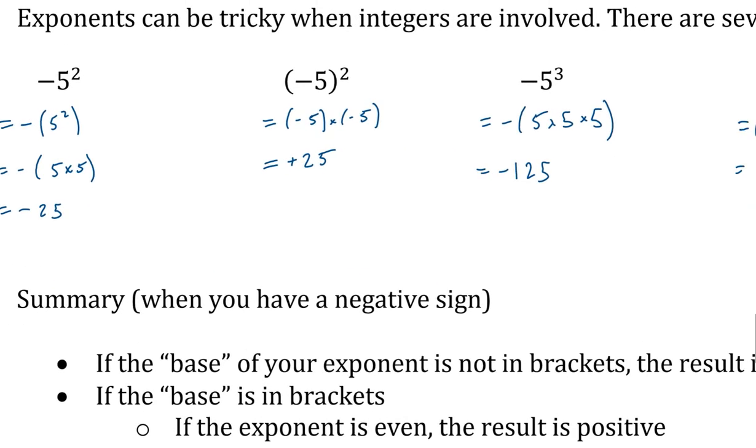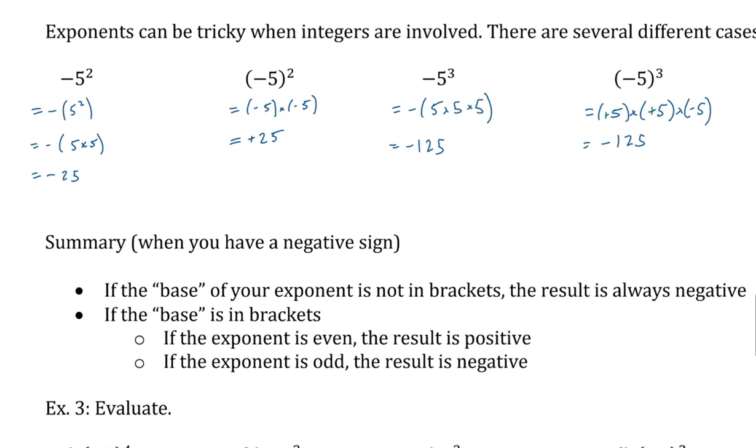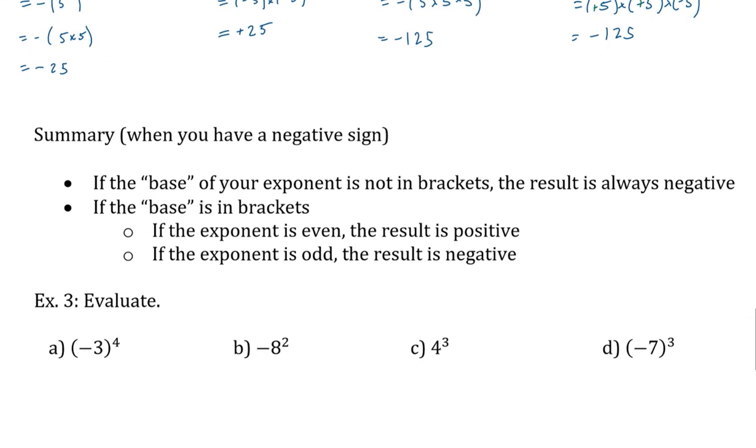And when you compare all 4 of those, if you can make sense of that, then that tells us all the different types of questions that we can have. Whether you have a negative number in brackets or not in brackets, and whether the exponent is even or odd, those are all the different cases. So this summary goes over that. What it says is, this is when you have a negative sign. If you don't have a negative sign, it's totally different.